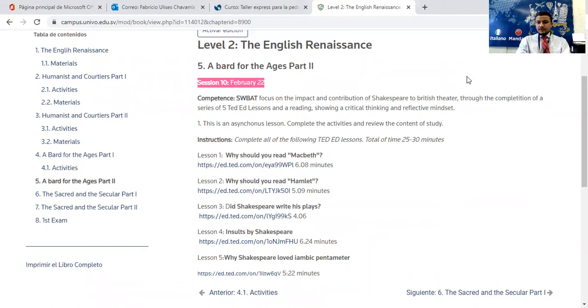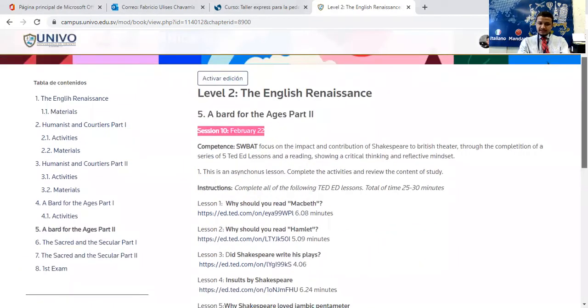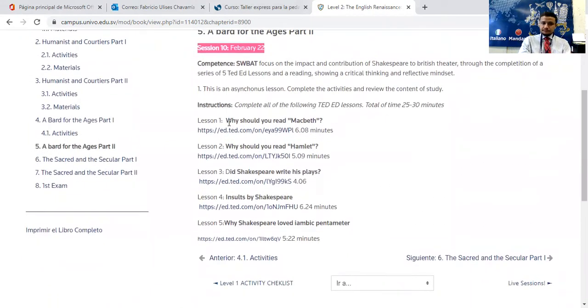All right. So the instructions for today's session: this is an asynchronous lesson, complete the activities and review the content of study. Complete all of the following TED lessons. Like last time, you have a series of videos that you need to watch, and then you have to write some comments for video number 1, video number 2, and so on. You have different tasks and questions to answer.